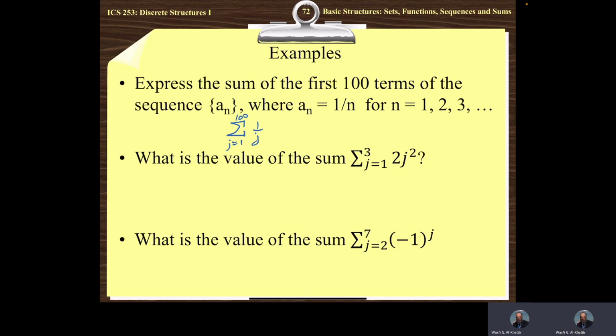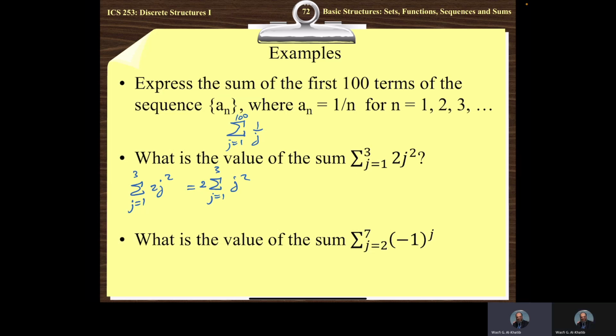Next, what is the value of the sum sigma 2j square from j equal 1 to 3? Now, what is the first thing that should come to your mind when you try to find the summation? Take the constant out. 2, right? Take 2 outside. So from j equal 1 to 3, this is equal to 2 sigma j square from j equal 1 to 3.